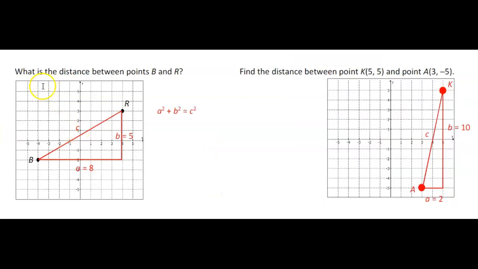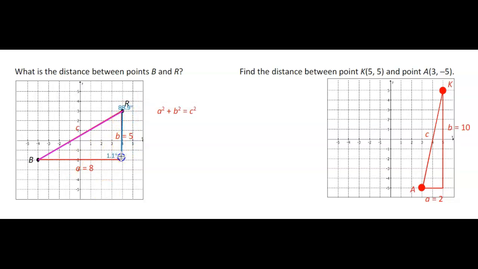Okay, so this time it says, what is the distance between point B and R? So they have plotted point B and plotted point R. You need to connect the lines and draw your triangle. So first, draw a straight line. You can use a ruler if needed to connect points R and B. This is C, your hypotenuse.